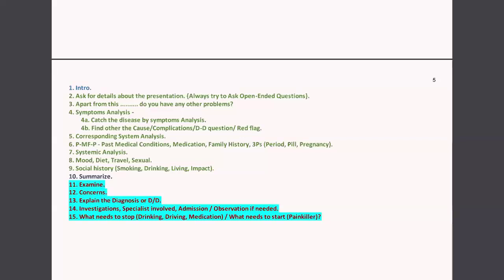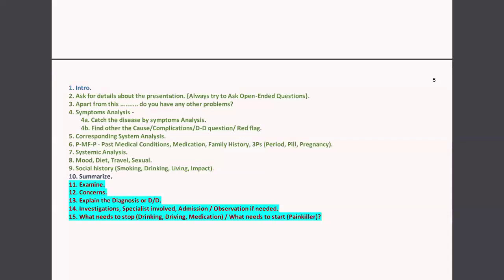And number 12 point is the concern. You have to ask about the concern. You have to ask, do you have any concern? They will definitely have concern, more than one concern. They usually have two to three concern. So for the concern, you need to say to the patient that you understand their concern and what they are concerned about, and you try to meet their concern.